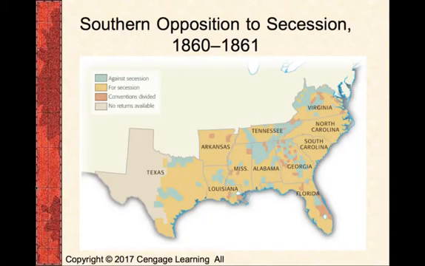And here is a map of Southern opposition to secession. You can see here that there are pockets of resistance against secession in every state except for North Carolina, South Carolina, Arkansas. There is opposition to secession, mostly in these non-slave holding areas of the mountains.